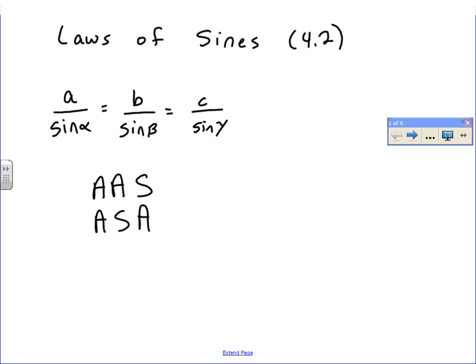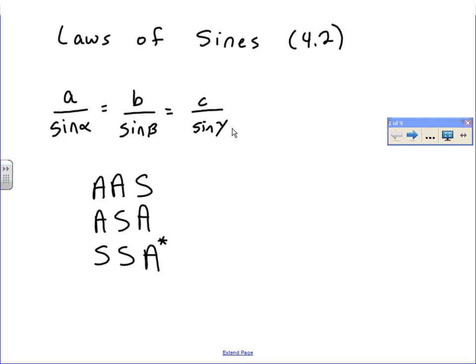Now, there's one more case, and we won't talk about this case today. We'll talk about this case on Wednesday, the next time that we have a lesson. So the third one is the bad one. Backwards, it's bad, and frontwards, it's bad too. Side-side-angle, and I always put an asterisk beside it because it's called the ambiguous case.